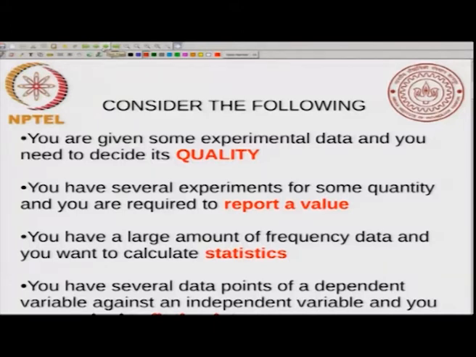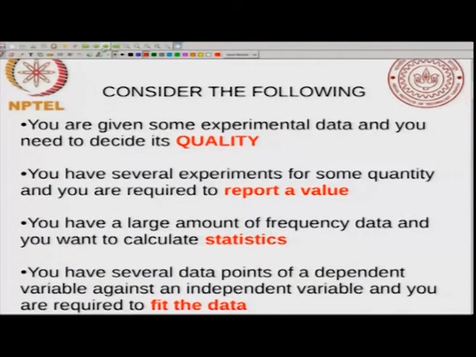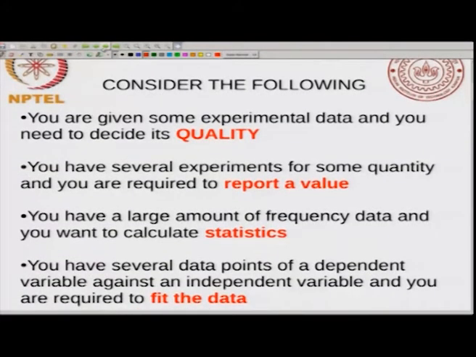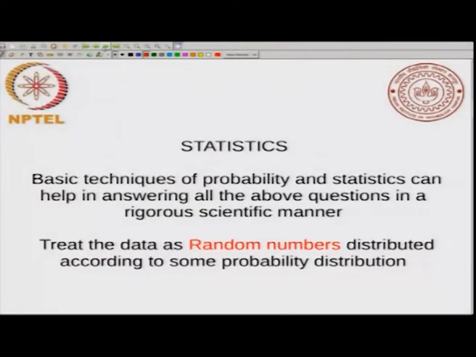A third case you might have is a large amount of frequency data and you want to calculate statistics. And another case you can have is several data points for a dependent variable against an independent variable, and you may be required to fit a graph through that data. In all these cases, you will encounter the use of statistics.